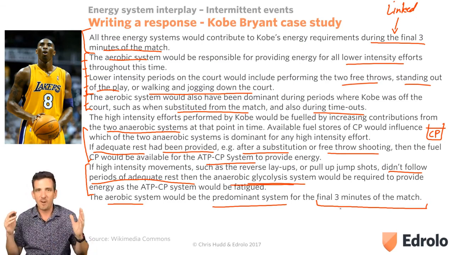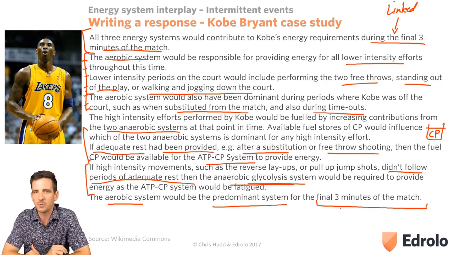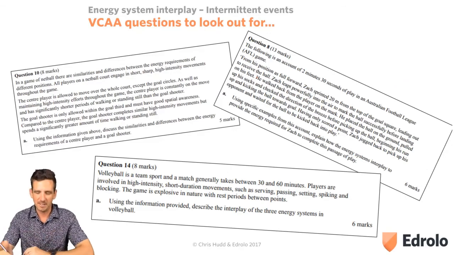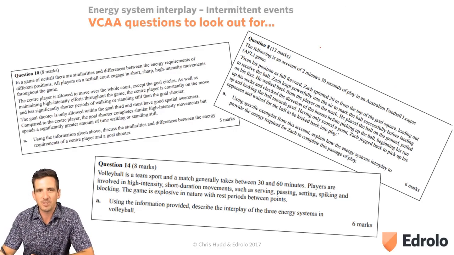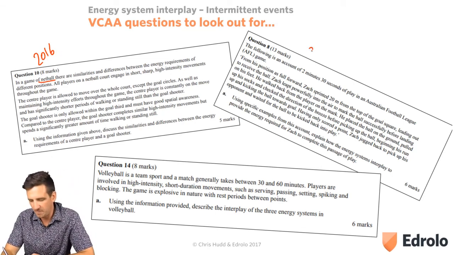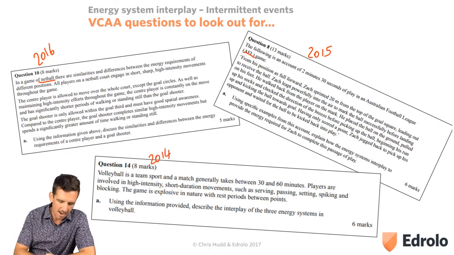So there you go, a pretty big, full-on Kobe Bryant case study that we took from the 2017 VCAA exam. But again, a really significant kind of question. If you're wondering about how significant this interplay question is, just have a look at the last 4 years of VCAA exams. That Kobe Bryant example from 2017. In 2016, we had this netball example. In 2015, we had an AFL example. And in 2014, we had a volleyball example.